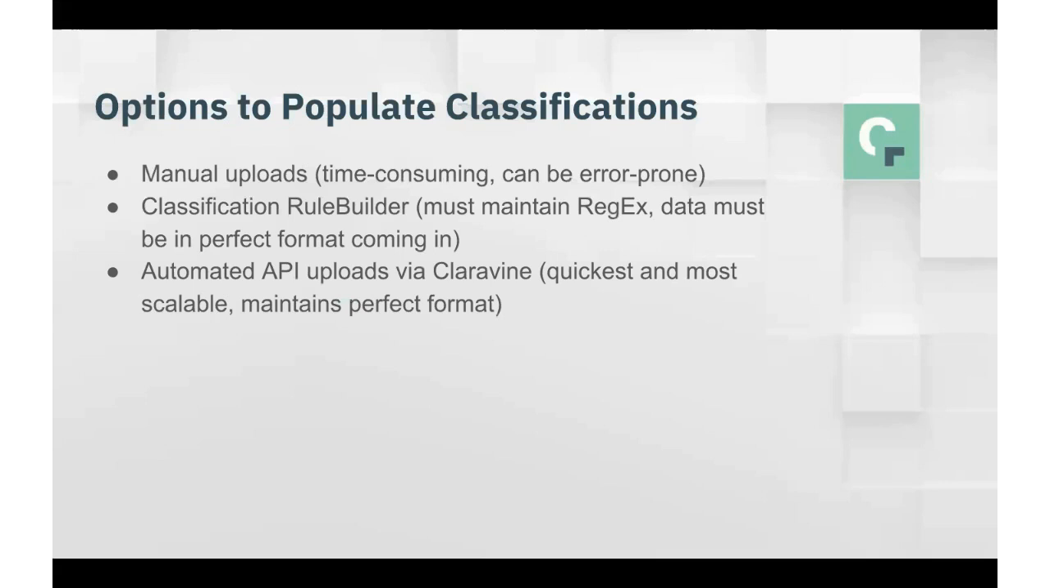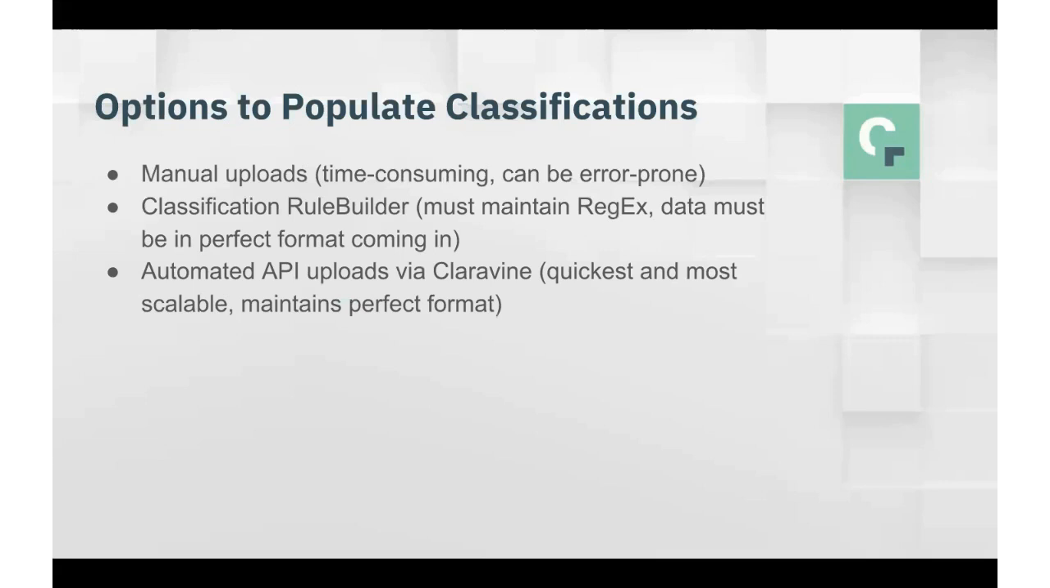A third option is to automate uploads through the Adobe Analytics API using the Claravine platform. This is quick and scalable, makes sure that everything's in the right format every time, and gets the data in very quickly. And this has some advantages over the manual upload efforts where somebody's having to maintain them over time and undertake a lot of manual manipulation to get the data in there.